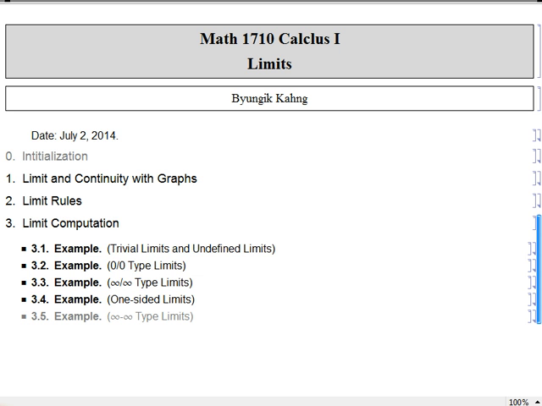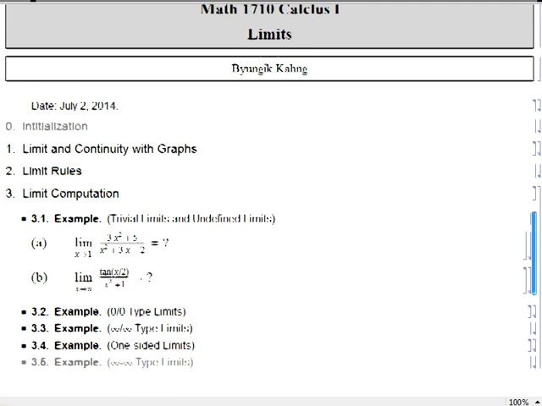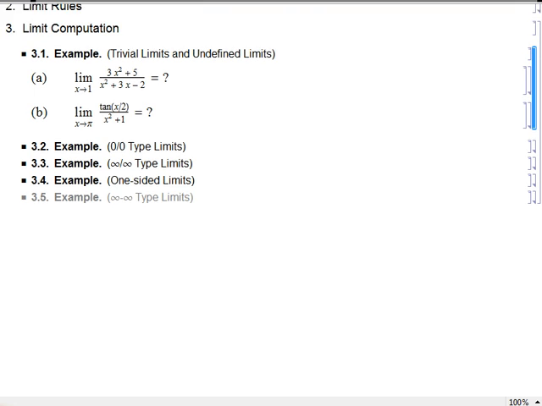Next two examples, 0 over 0 type and infinity over infinity types, are very, very important. One-sided limits are not that important, but sometimes they show up. And finally, infinity minus infinity type limits. That's a bit too advanced, so I'm going to leave that to interested students only. Maybe I'm going to write something like that, but if I do, it's going to be an extra credit.